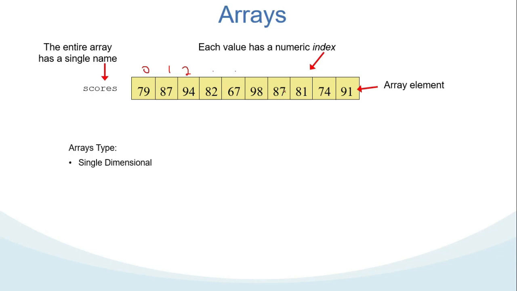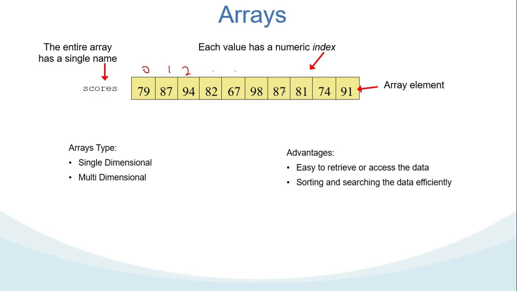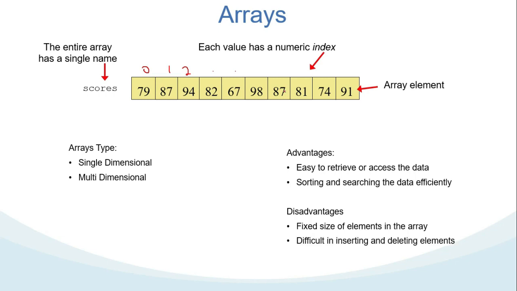There are two types of array, single-dimensional and multidimensional. In this video, our focus is the single-dimensional array. Using an array, it's easy to retrieve or access the data. Also, sorting and searching the data is more efficient. As a disadvantage, it has a fixed size. So when your program is running, it's difficult to change the size of the array, and it's difficult to insert and delete elements. An array can also have inefficient search.